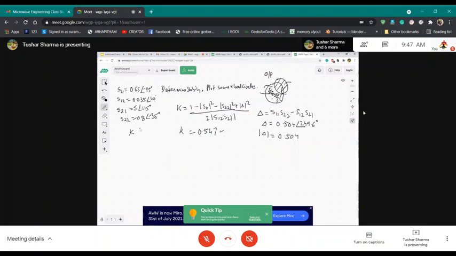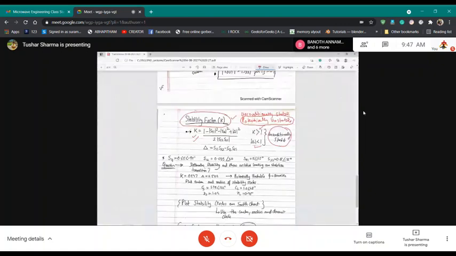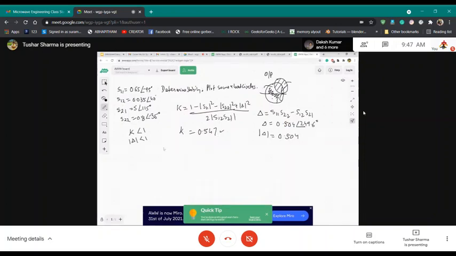Now once you have K and delta, you will see your K is less than 1 and the magnitude of delta is also less than 1. If you go back, for unconditionally stable your K should be greater than 1, which means this device is potentially unstable. Is this clear or no? This is simple, I just plugged in the values. Yes, sir, clear. Okay, so now we know our device is unstable.